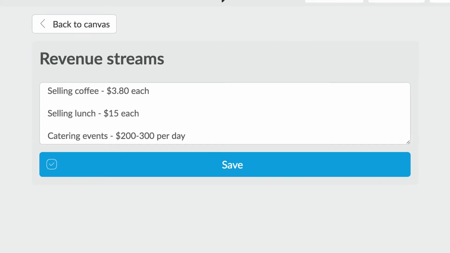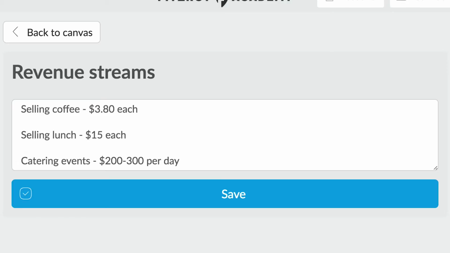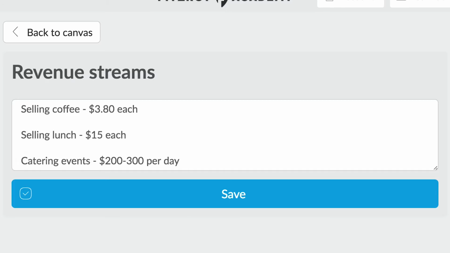So, revenue streams. There are 3 types of revenue for our cafe. The first one is selling coffee. You're probably paying somewhere around $3 to $4 per cup. We also have lunches that we sell, and that's probably going to be somewhere between $10 and $20 depending on where you're located, who your customer is, and what people are buying. And the third one is catering, so we're probably looking at between $200 to $300 per day.